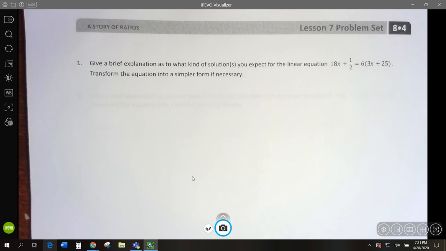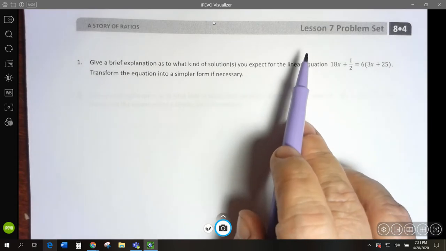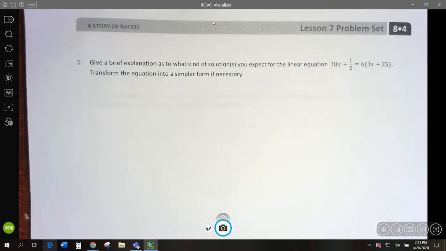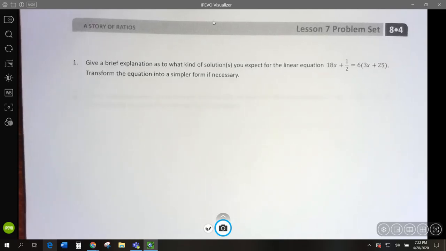Hello, 8th graders. This is Module 4, Problem Sets for Lesson 7. This lesson was about equations that have variables on both sides and determining if there was just one single solution, if there's an infinite number of solutions, or if there were no solutions at all. So that's what we're going to be looking at today.